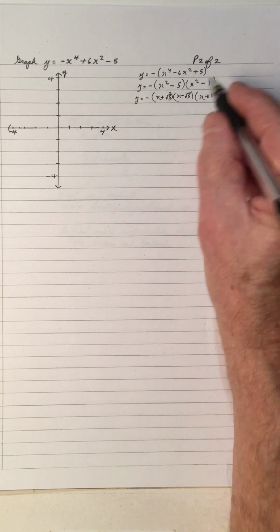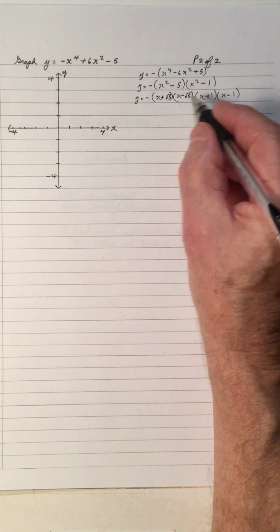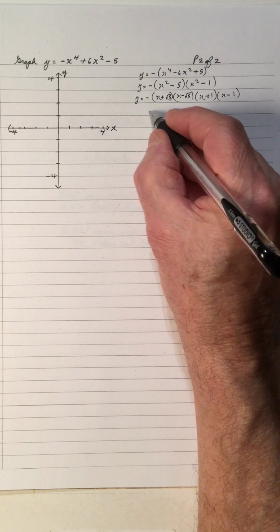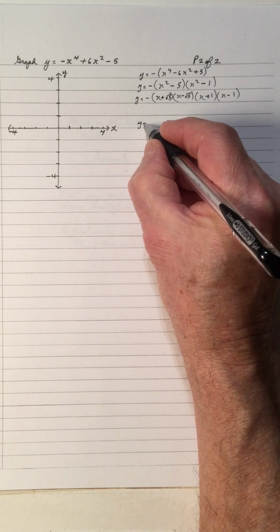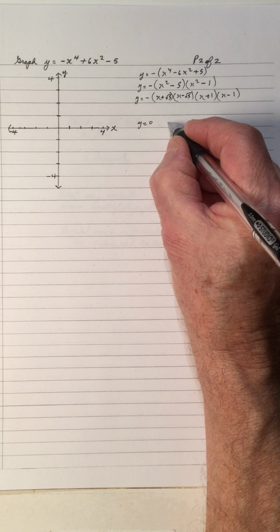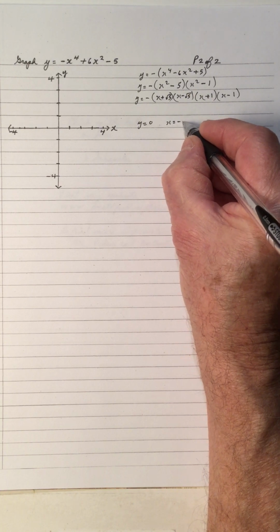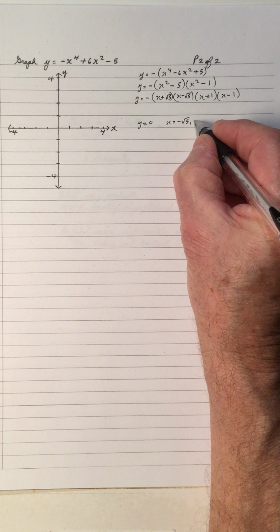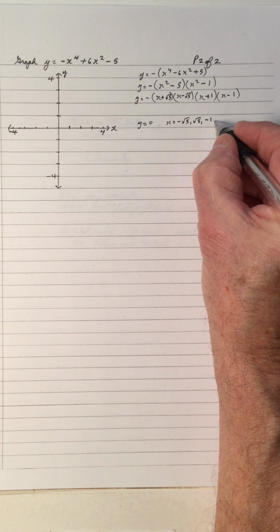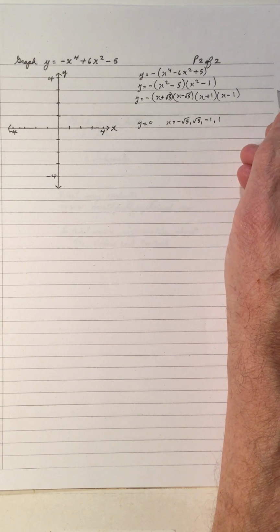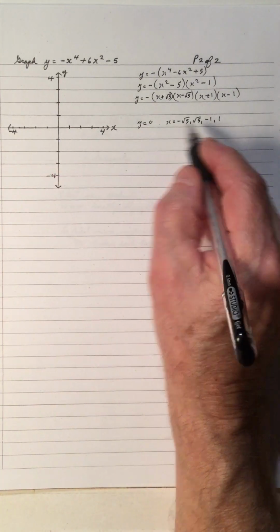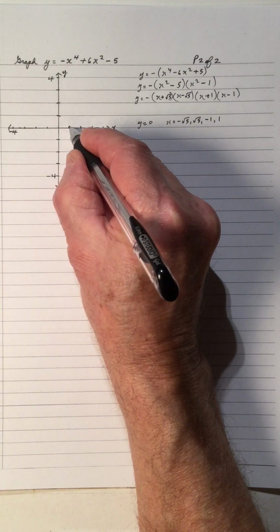So that means that if you look for your x-intercepts, if you make y equal to 0 in this equation, the values of x, the x-intercepts, are going to be negative root 5, positive root 5, negative 1, and a positive 1. So these are the x-intercepts. So let's put them right there.